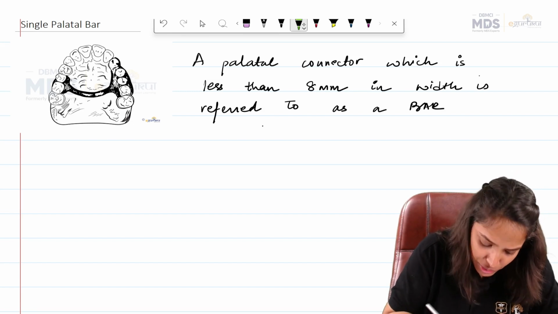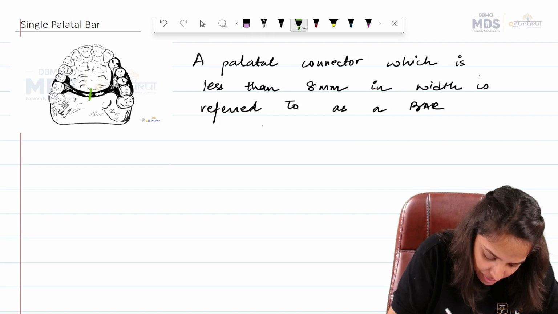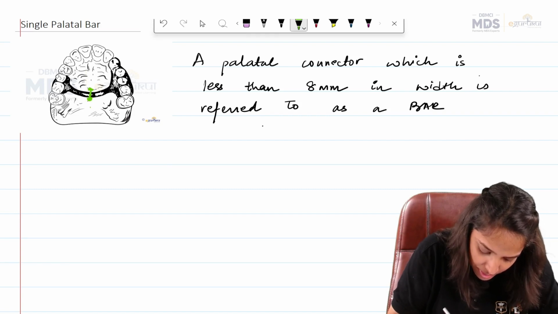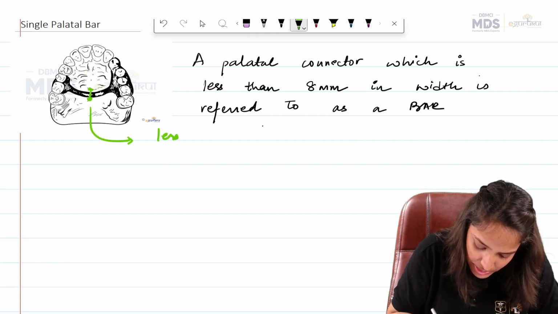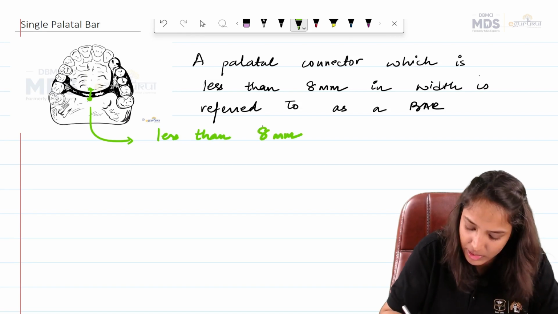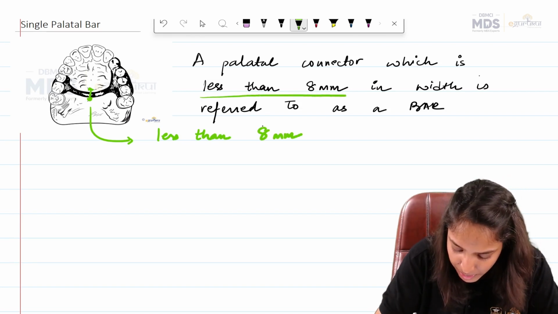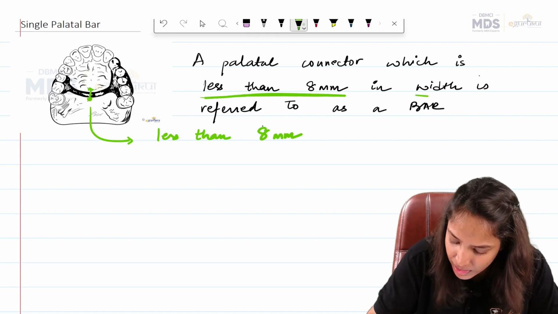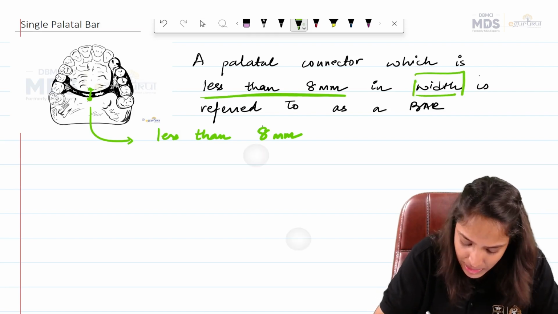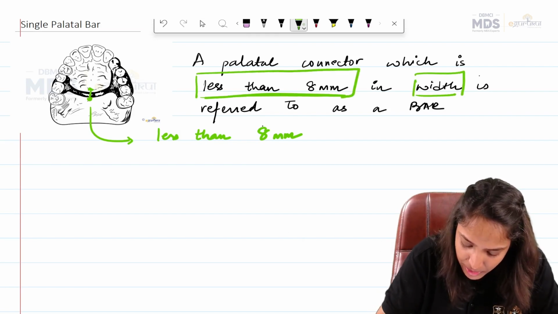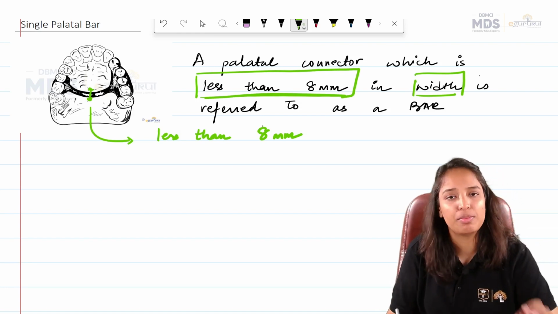So the dimensions of this connector, they are less than 8 millimeters. The key point that one has to remember is width is less than 8 millimeters. That is called as a bar.